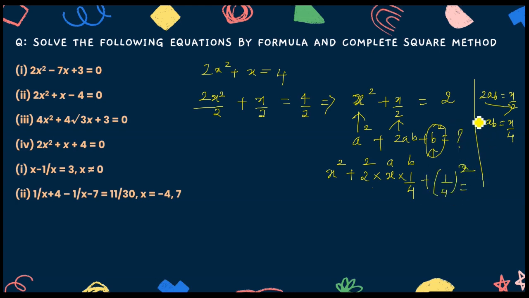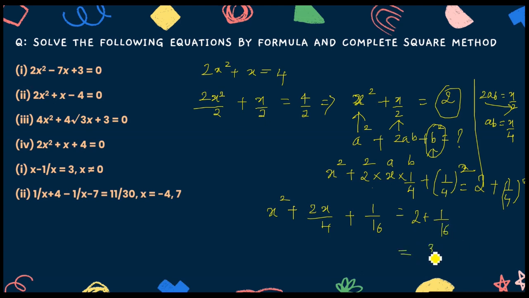That one is the b square term, square it and add it. Do the same thing on the right side also. Right side, what we had here? 2, plus 1 by 4 whole square. Finish. Now rewrite again. x square plus 2x by 4 plus 1 by 16 equal to the right side, 2 plus 1 by 16. Cross multiply, 33 by 16. Nothing will get cancelled, leave it. Now observe this. This is (x plus 1 by 4) whole square. Observe that, x plus 1 by 4 whole square. If you want, you can just expand it.